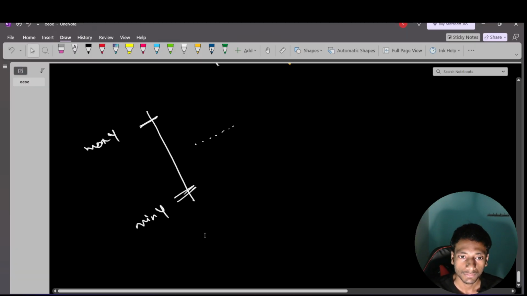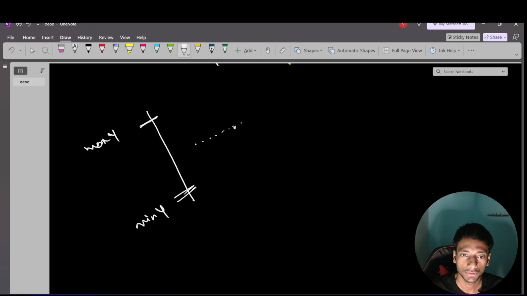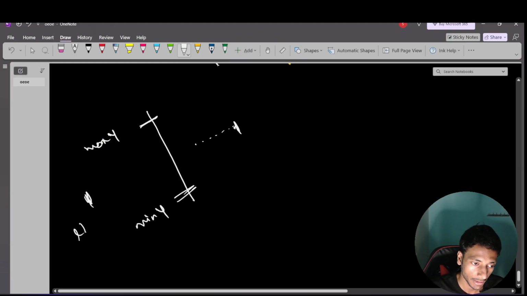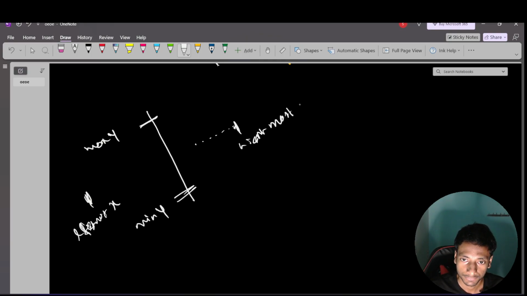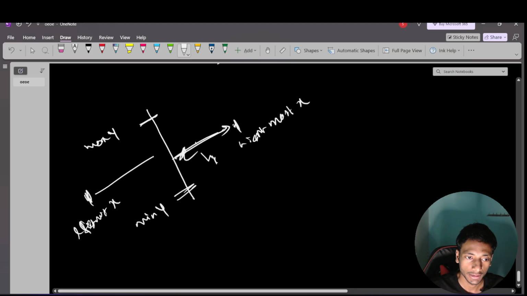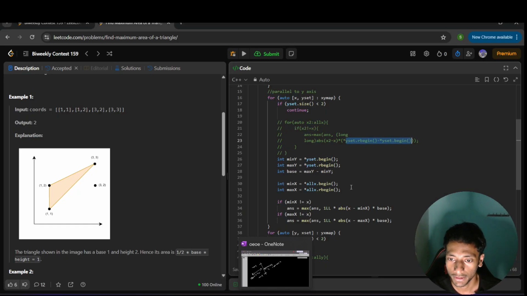Now what I can optimally do is choose the rightmost point and the leftmost value of x. So this is the leftmost x and this is the rightmost x. I can easily find out the maximum height for this. This is h1 and this is h2. Correct. So that's why I have taken two variables.